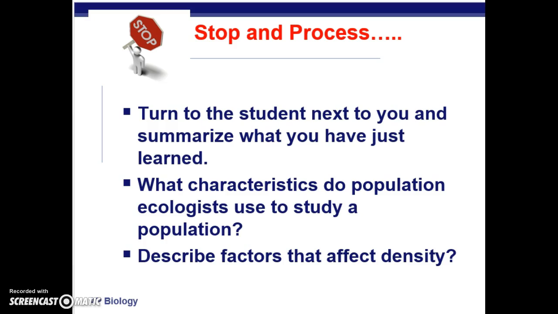As you're summarizing it, what characteristics do population ecologists use to study a population? What are the two major areas that we're going to look at when we're studying a population? And what factors can affect density? Break them down into the different types and give an example of each. And write these in your notes to be turned in with your reading notes. And remember to pause the video when you're doing this, and then when you're done, go on.